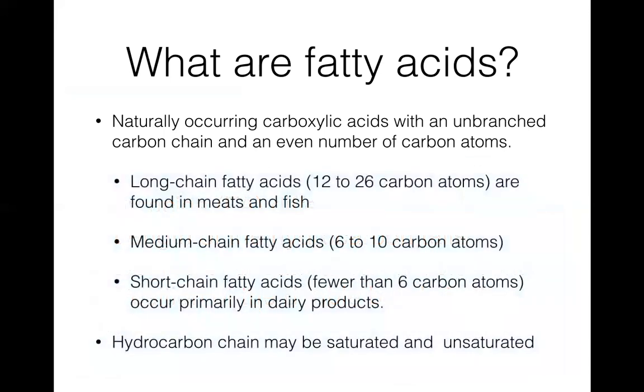Fatty acids are said to be long-chain fatty acids if they contain 12 to 26 carbon atoms. And these fatty acids are usually found in meats and fish. Fatty acids are said to be medium chain if they contain between 6 to 10 carbon atoms. And finally, short-chain fatty acids contain fewer than 6 carbon atoms, and usually are found in dairy products. Now, the hydrocarbon chain, whether they are long chain, medium chain, and so on, can be either saturated or unsaturated.